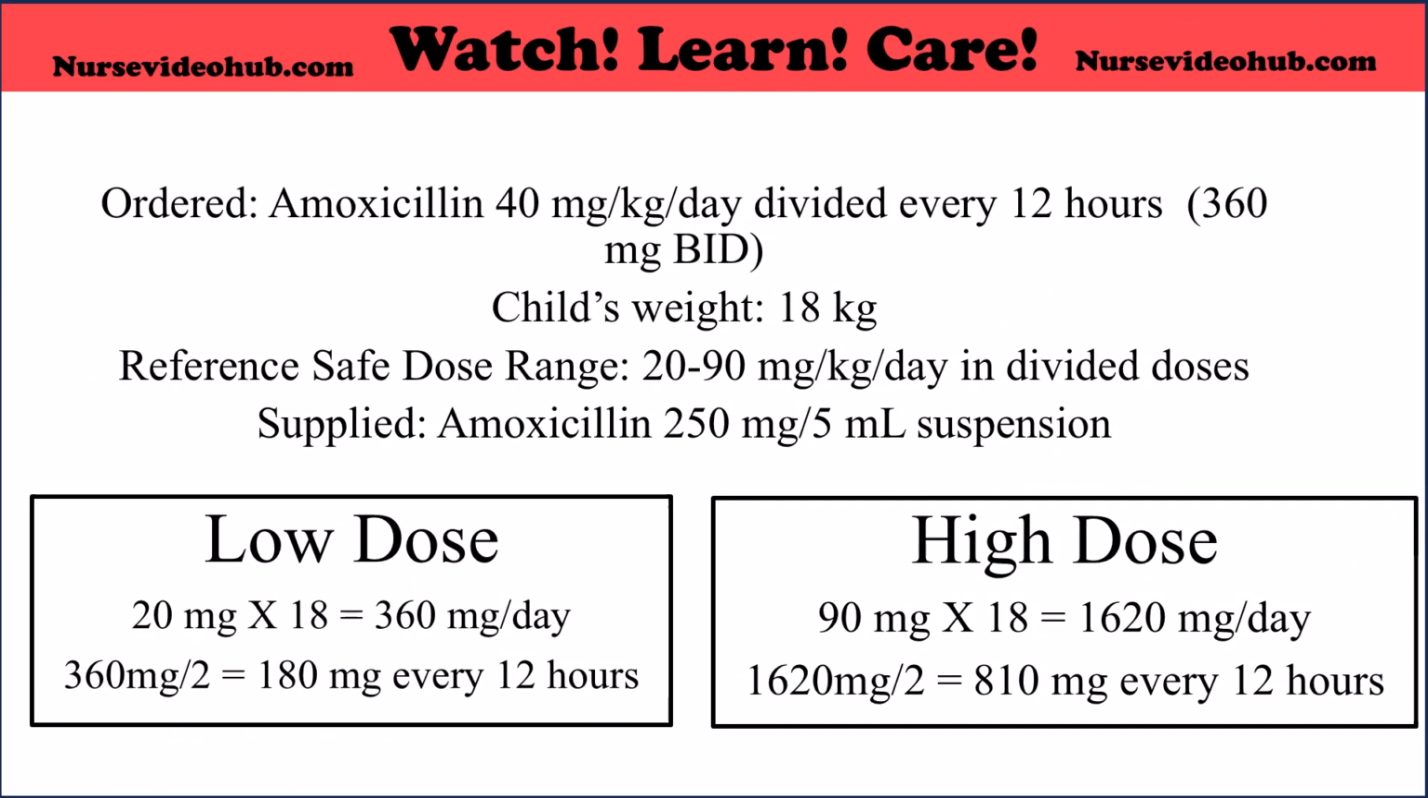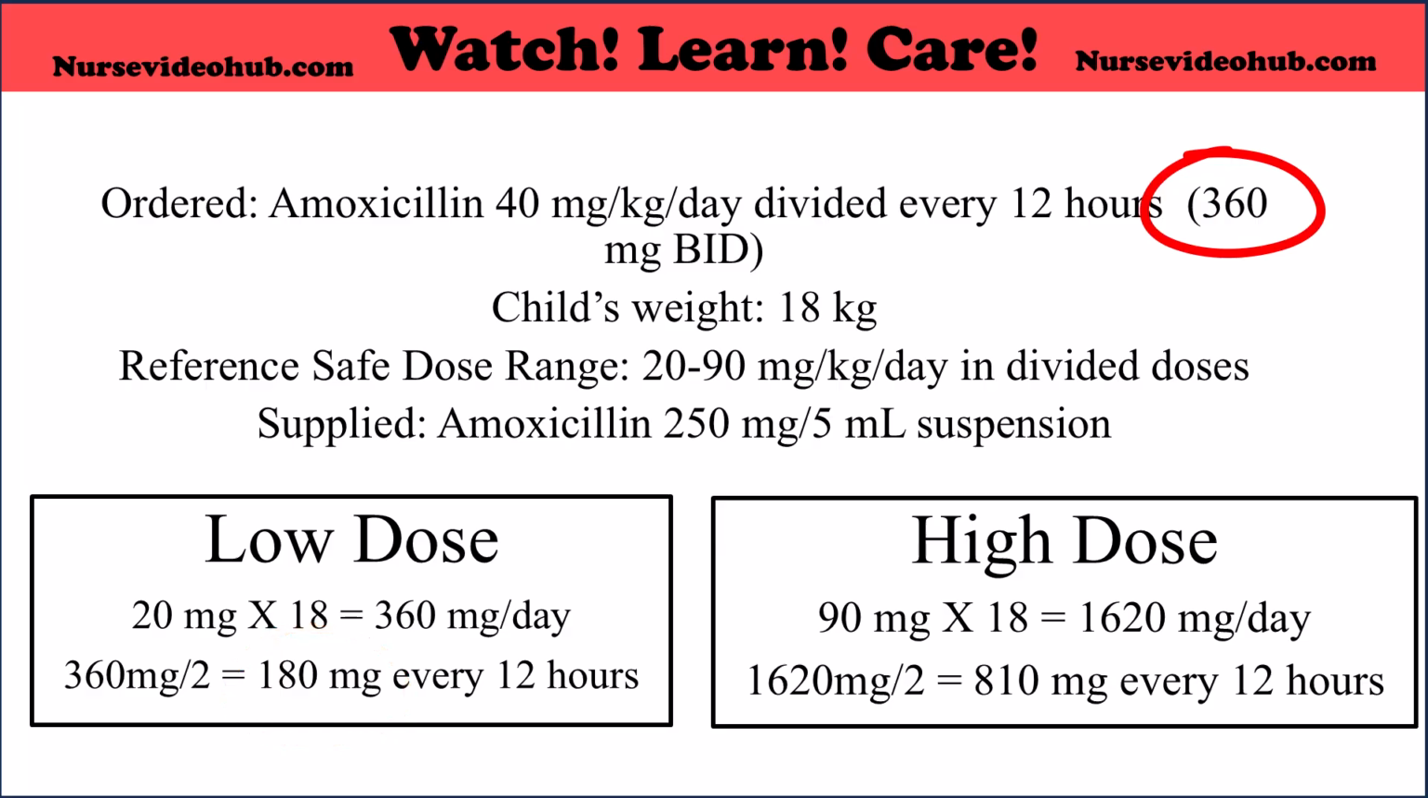Now you need to determine if this dose is within the safe range, considering both the low and high limits. The low dose range is 20 milligrams times 18 kilograms divided by 2. Twice a day would be every 12 hours. The low dose is 180 milligrams every 12 hours, and the patient's dose is 360 milligrams, which is above the low dose, so that is good.